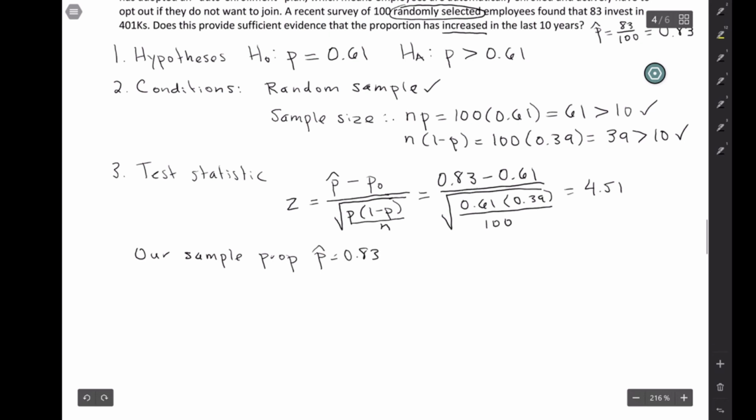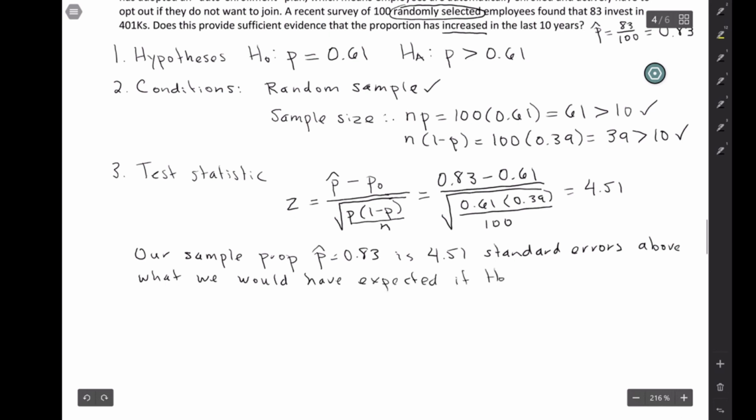That's telling us how many standard errors it is from the null. So this is 4.51 standard errors above what we would have expected if the null were true. So we're saying if nothing had really changed, how unusual would it be to get a p-hat like ours? Okay, so that's our test statistic.